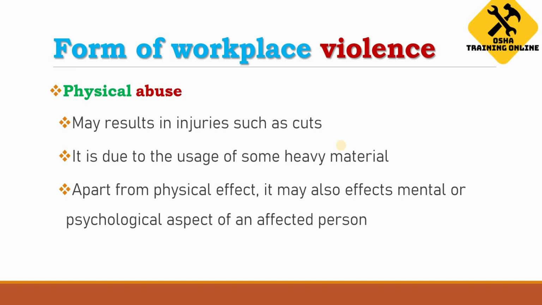Physical abuse is a kind of workplace violence. Physical abuse may result in injuries such as cuts, and a worker may get injured. It is due to the usage of some heavy material. For example, there is violence among workers, and one individual uses some heavy material to damage another person. In that case, physical abuse may occur. Apart from the physical effect, it may also have a mental or psychological effect on the affected person. The person will be abused physically and also mentally, and ultimately it is very dangerous for the affected person.